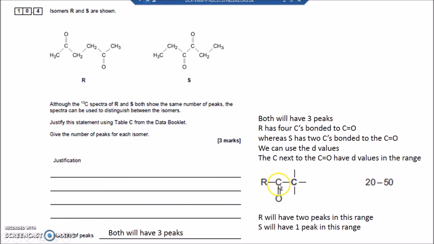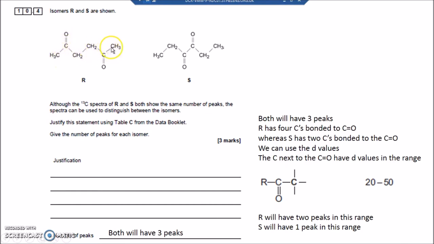the shift number, the shift value. So let's have a look at the shift value for a carbon bonded to a CO. You can see that's a bold carbon. So any carbons bonded to a CO have a shift value between 20 and 50. So how many carbons are bonded to a C with an O? 1, 2, 3, 4. All four of those carbons are bonded to a C with an O.